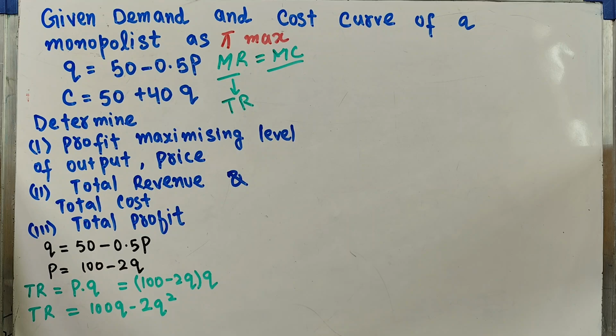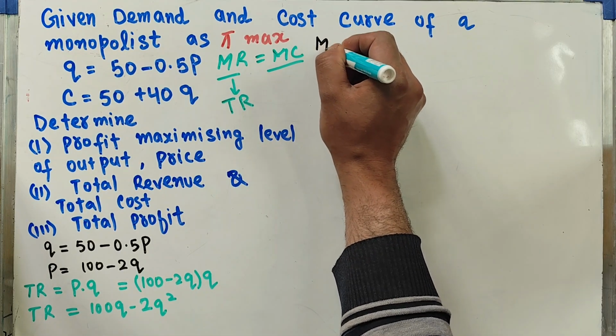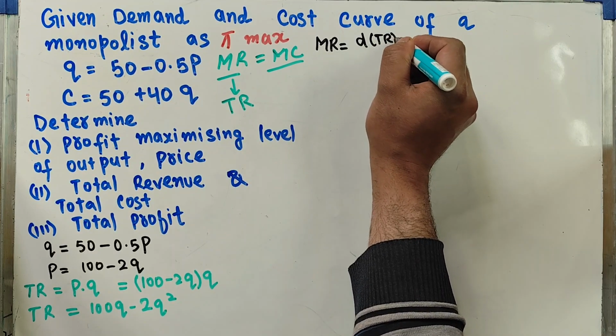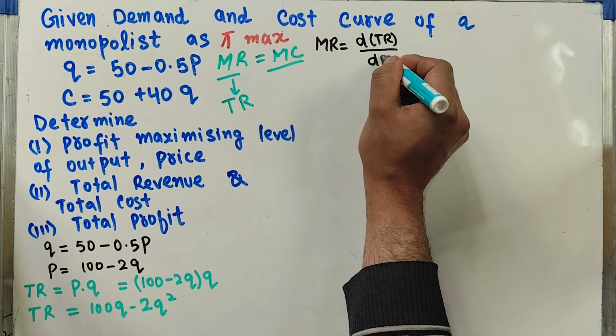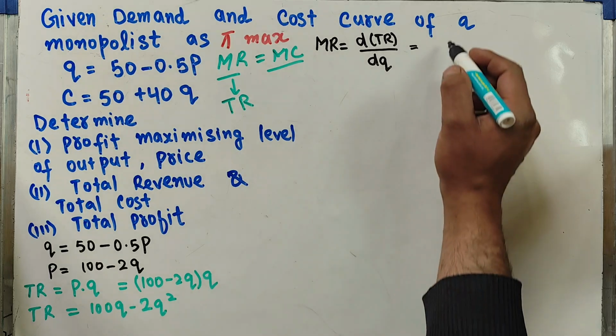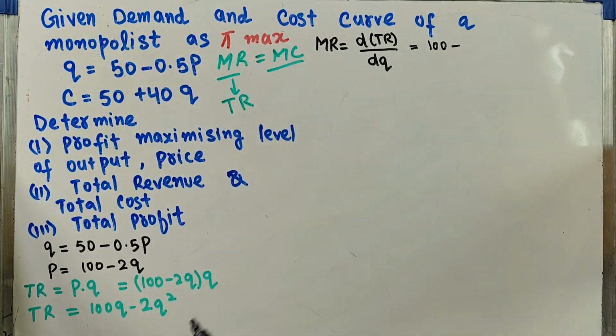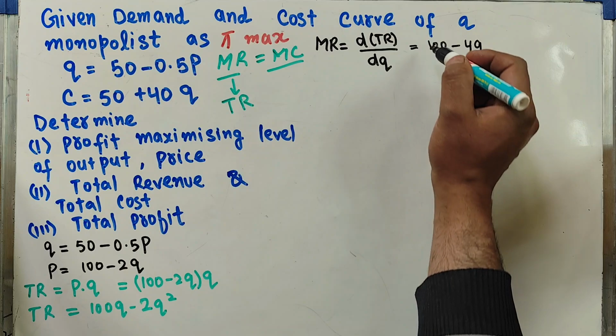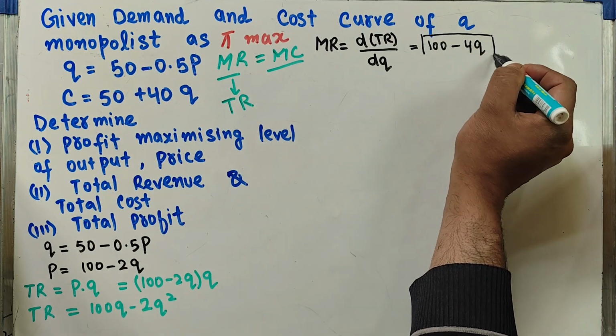Next thing is we find out the marginal revenue. Marginal revenue is simply the change in the total revenue due to change in the output, that is the derivative of the total revenue function with respect to output. Now the derivative of Q is 1, so we are left with 100 here, minus the derivative of Q square, which is 2Q, so 2 into 2 is 4Q, and the exponent is subtracted by 1. So this is our marginal revenue function.